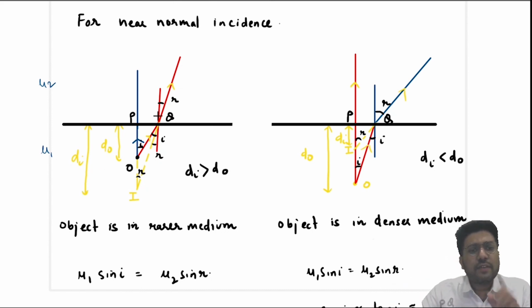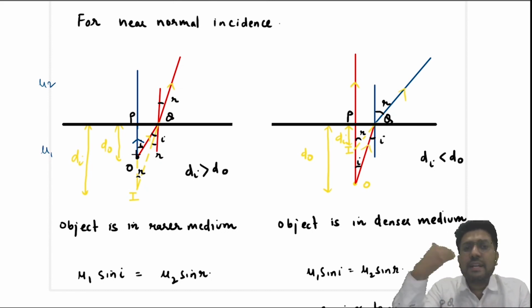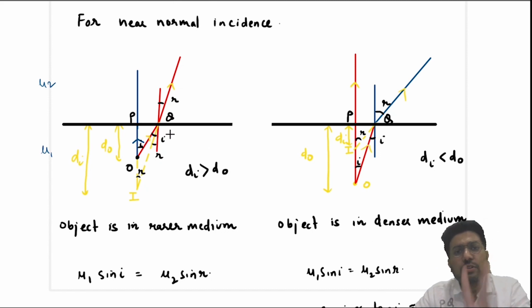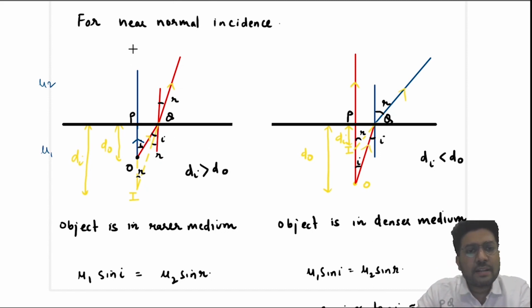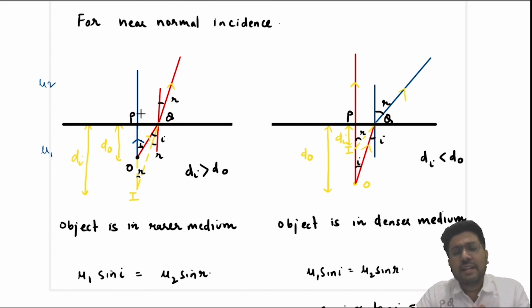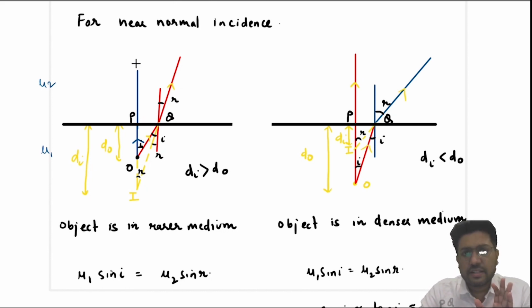Okay, so I'll first show you what this diagram is. That is when the object is in the rarer medium. You know now that when light travels from a rarer medium to a denser medium, it bends towards the normal, right? So what I will do, I will draw two rays. First ray is perpendicular to the medium or the interface. You know that whenever a light ray is perpendicular to the interface, in that case there is no deviation. Okay, so this is moving straight, right?